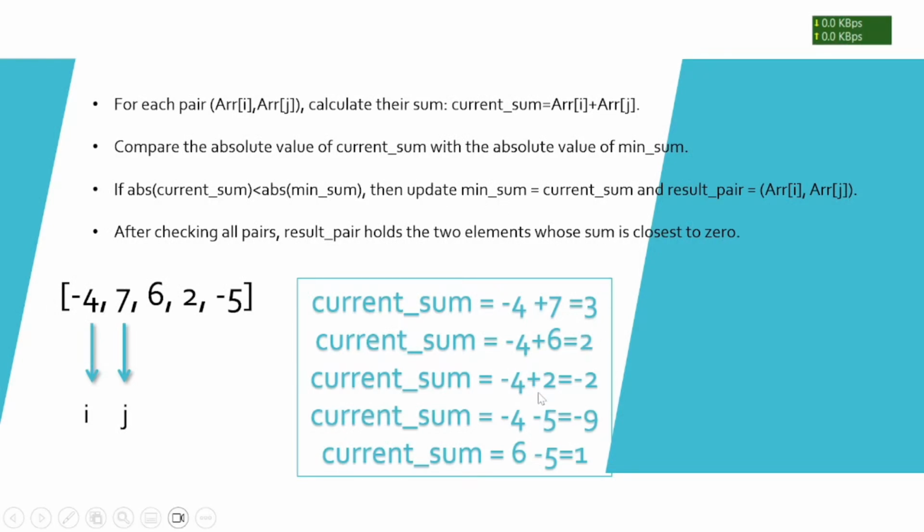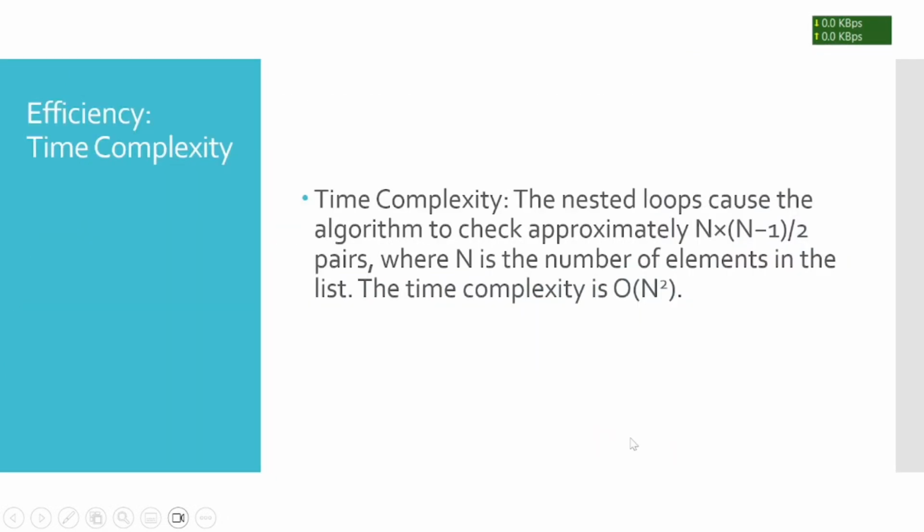Then it is -4 and 2, it is still 2, but since it is absolute it will match, so it's not the least, so we'll go to the next one. It will be -4 and -5, -9, won't update. Then it is 6 and -5, which will give 1, which is the least, and this will be stored in the min sum. And after the whole list is exhausted, since this is the least pair that we found, -5 and 6 will be sent as an output and we'll get that result.